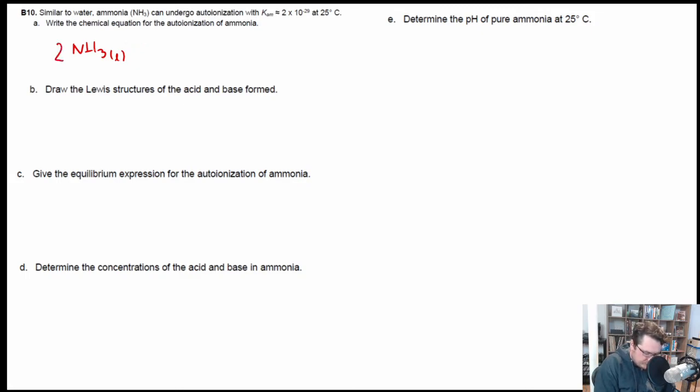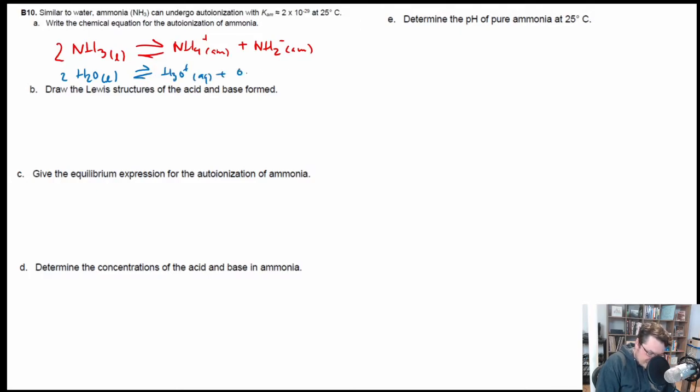If we write this out, it's very similar to what we have for water. We have NH4 plus, and this is now dissolved in ammonia, so I'm going to write it as am rather than aq for aqueous. And then you also have NH2 minus. If I map on what we know about water, we have 2 H2O forming H3O plus aqueous plus OH minus aqueous. Again, extremely similar.